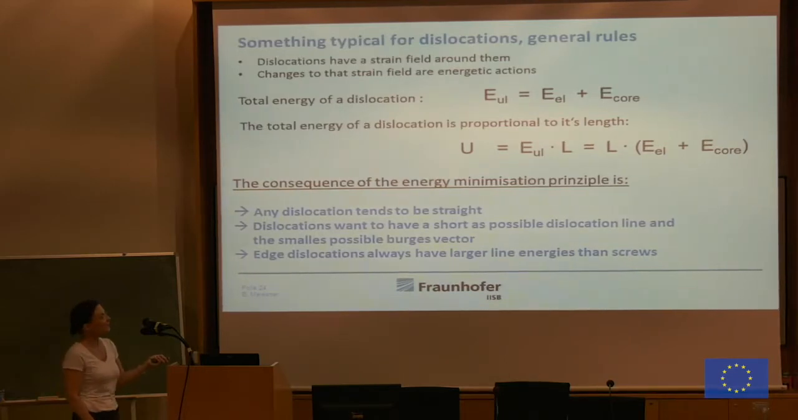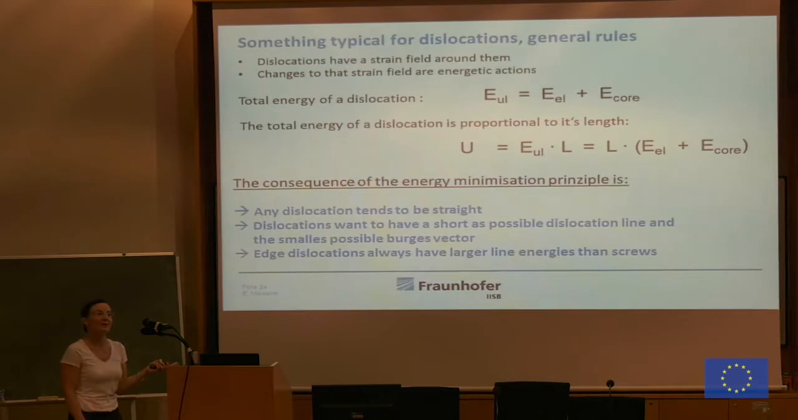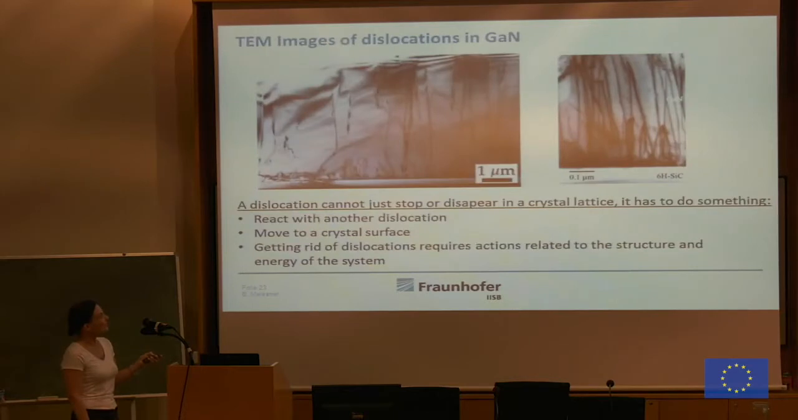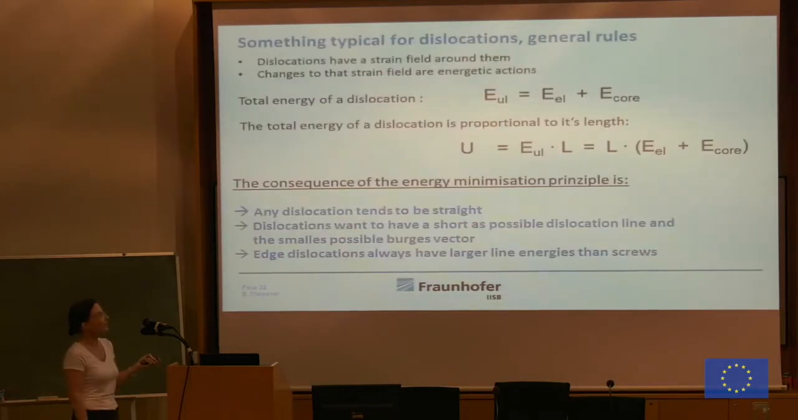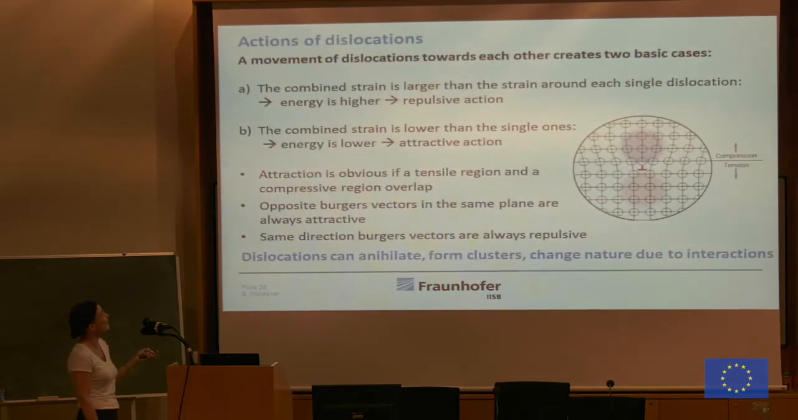And this also tells us something, because screw dislocations are energetically very happy. And they don't want to do anything. They don't want to move because the energetic action is too large. They are happy in their configuration. And in gallium nitride, we have a lot of screw dislocations present. And it's really hard to get rid of those because they feel so happy.